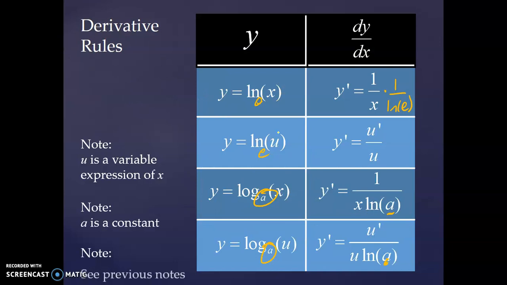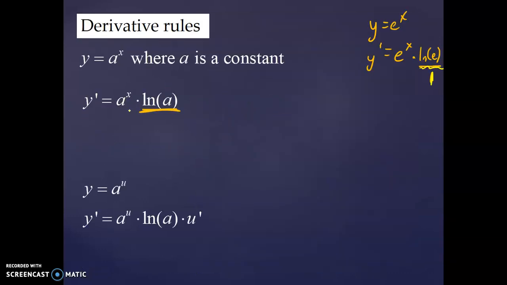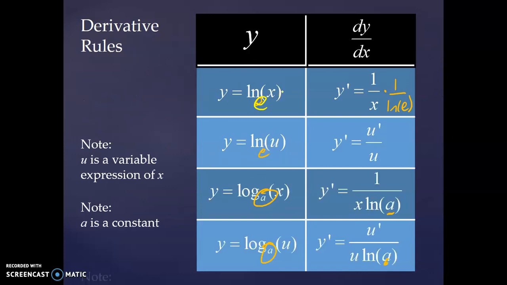The last rule that we learned at the start of this unit was log of a base other than e. We already knew the rules for natural log, which is really a base of e. And then if the base is not e, you multiply by 1 over ln of that base, or basically you divide by ln of that base. So when we were doing an exponential, you multiplied by ln of the base. When you're doing a logarithmic, you divide by ln of the base.